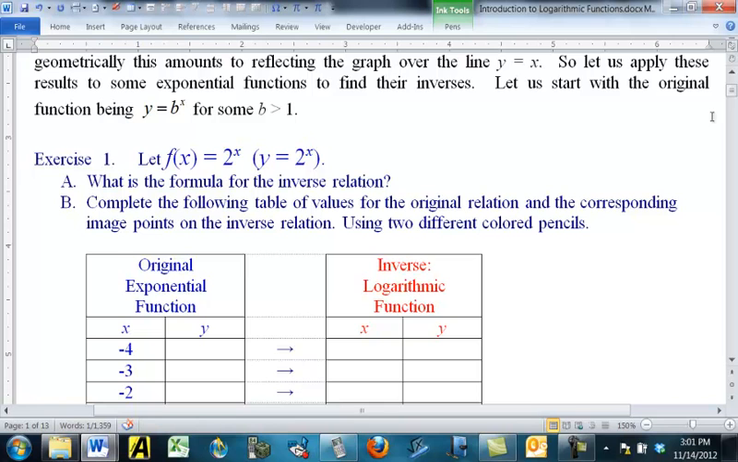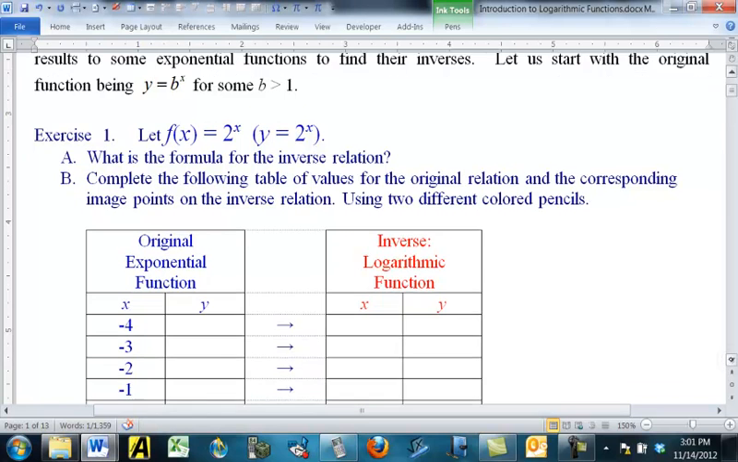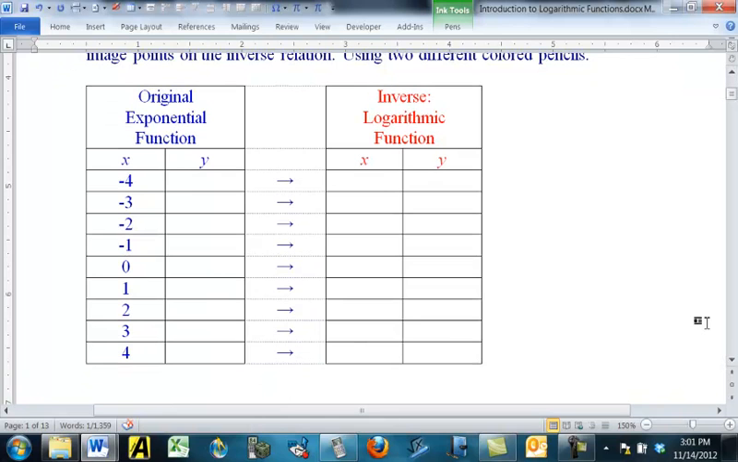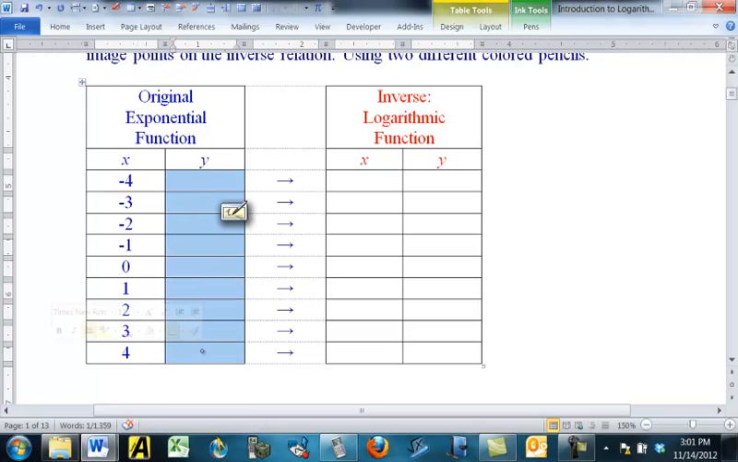First of all, what's the formula for the inverse relation? And then you want to complete a table. Just like we did back in the inverse relations, in fact we probably did this same problem, you're going to use the blue formula for the original function, which is an exponential, to fill out the y's. And then you're going to find the corresponding points on the inverse. Remember, the corresponding points will just have the x and y switched.